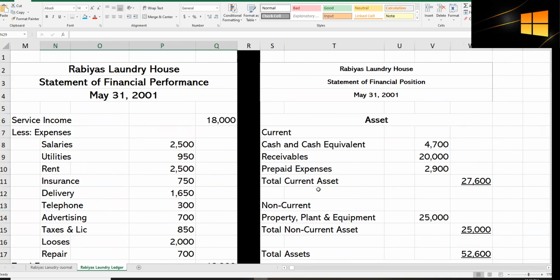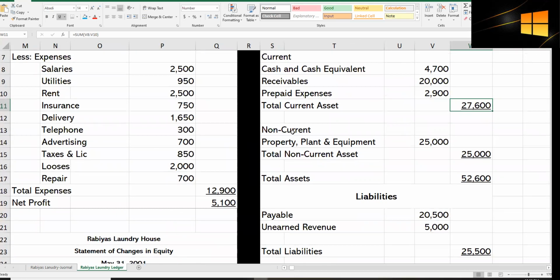So cash and cash equivalents for 7, 20,000, then 2,900. Pag inadd mo po yan, that is your total current assets. Add lang po yan pababa, then total current asset. Ayun po siya, di ba? Current asset, total current asset. So ayan po siya. Then tama po ito, this one should have single line to indicate na yan po ay subtotal.